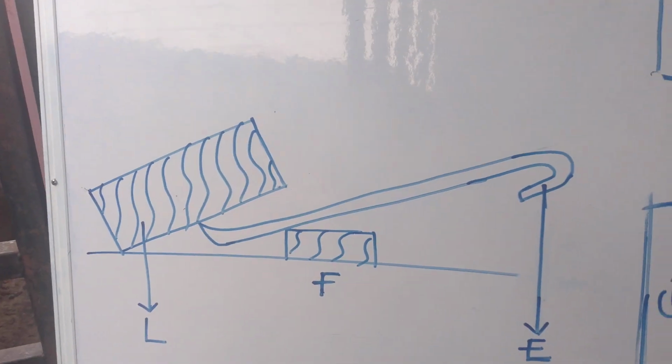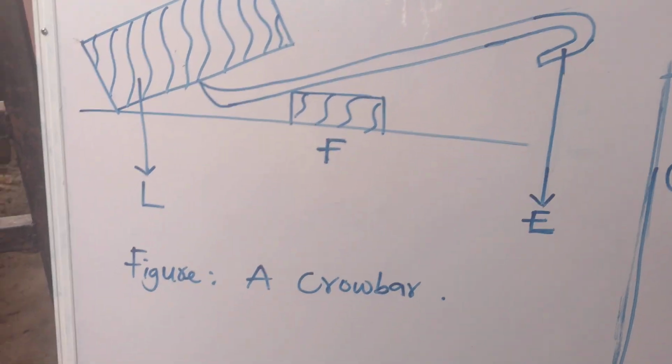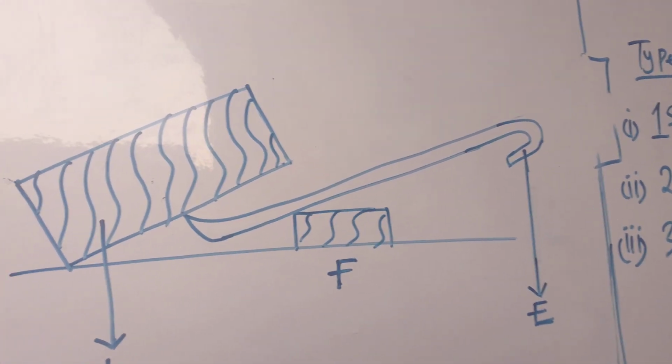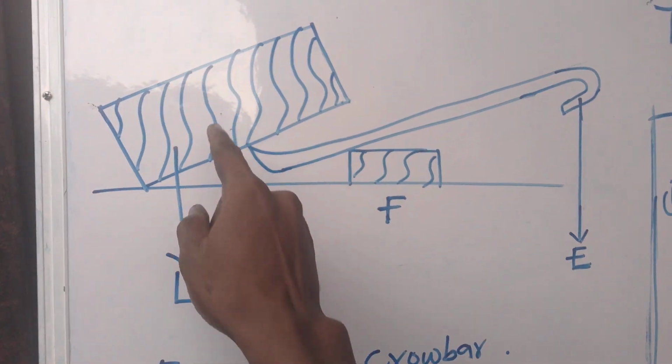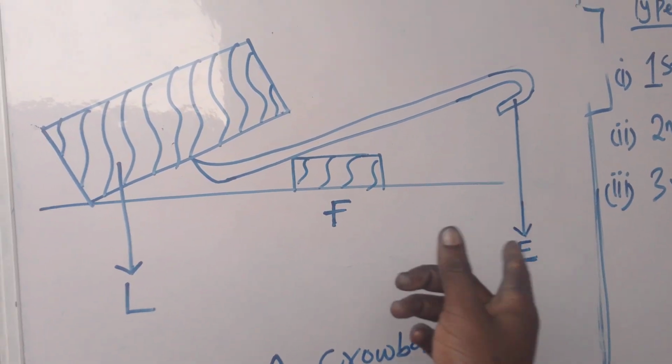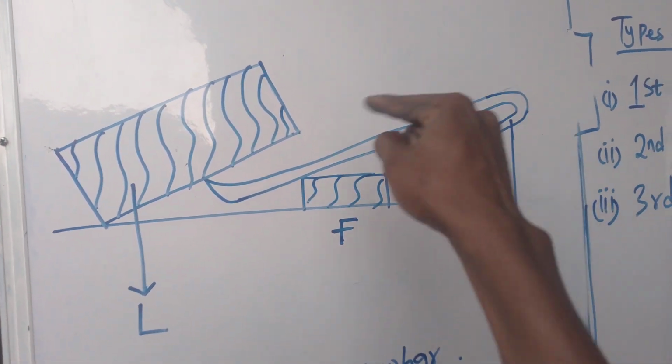Now let's look at the next one, a crowbar. Let's look at the next figure, a crowbar. This is a crowbar. You see that the load is at this point, and then this is the fulcrum. It's just like a wedge, and then the effort. This instrument is the crowbar.